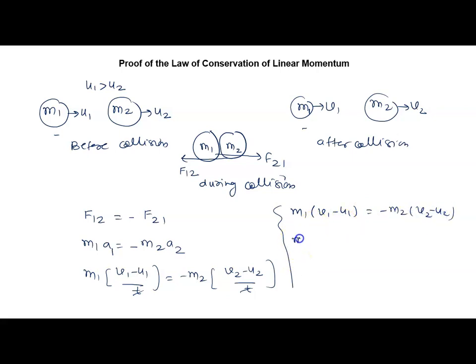Open the bracket. m1 v1 minus m1 u1 equals minus m2 v2 plus m2 u2. So we can write m1 v1 plus m2 v2, taking the minus to the other side it becomes plus, equals m1 u1 plus m2 u2. It means we can say the final momentum of the system equals the initial momentum of the system. So this is the proof of the law of conservation of linear momentum with the help of Newton's third law of motion.